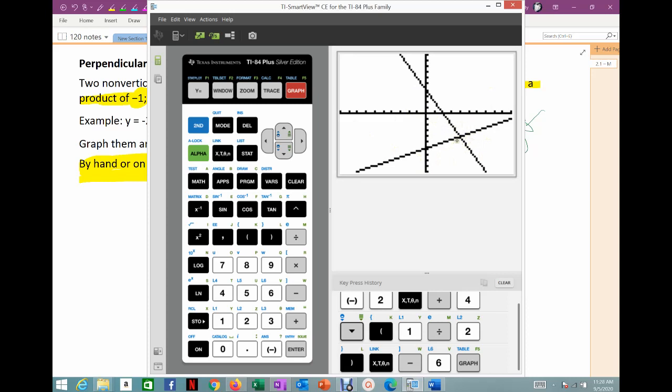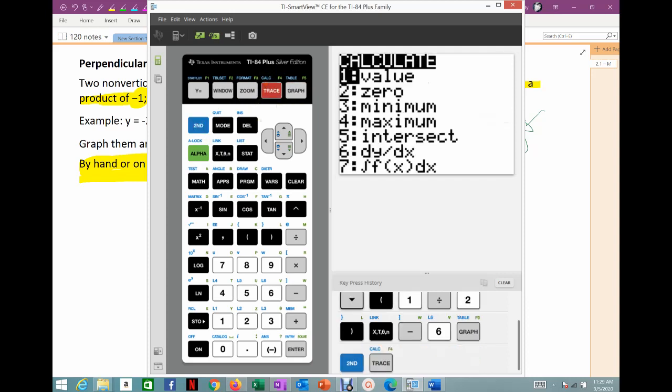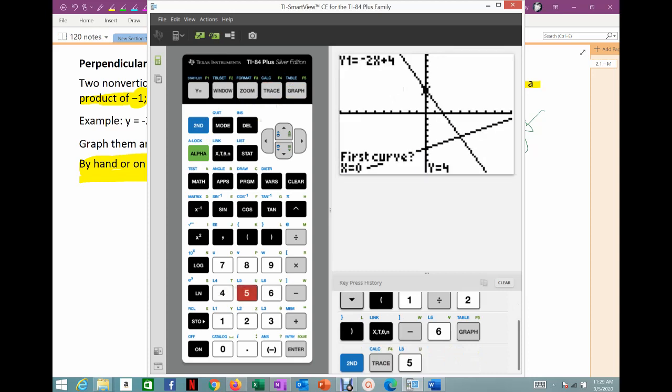Alright, how to find the point where they intersect. So how to do that on your graphing calculator. First thing, you go to this second trace. You've got to do calculations on your calculator. So I'm going to hit second first, then trace, and it'll take me to this window. The fifth one down is what I want to select. I want to select 5, which is where they intersect.